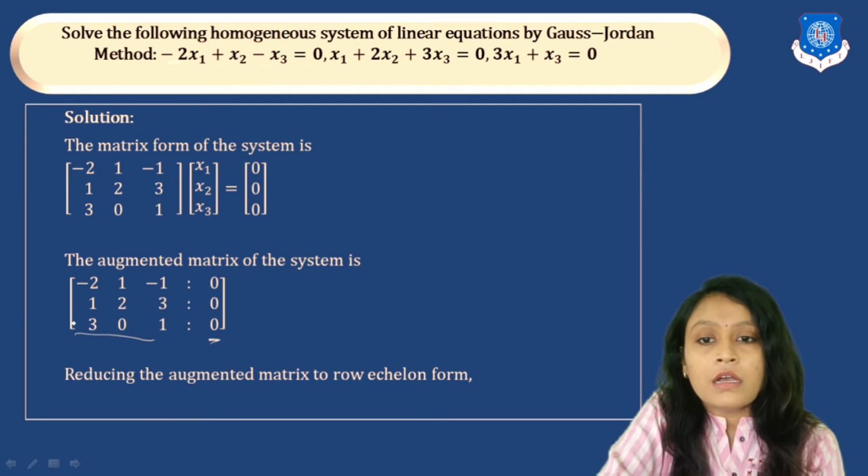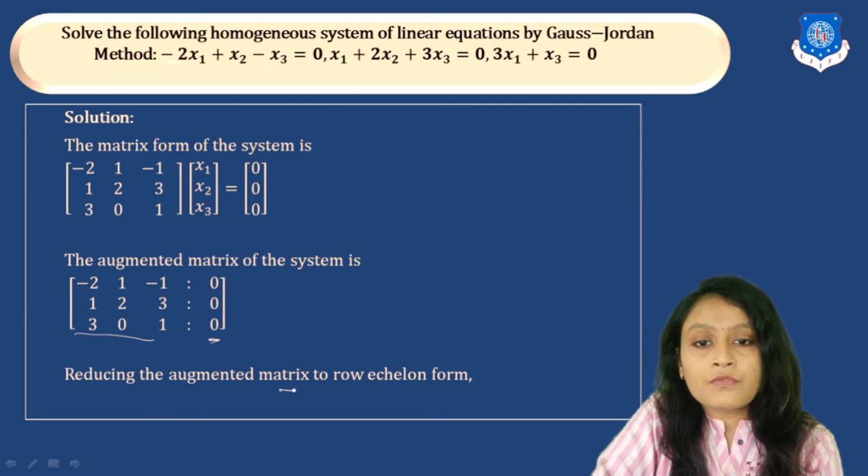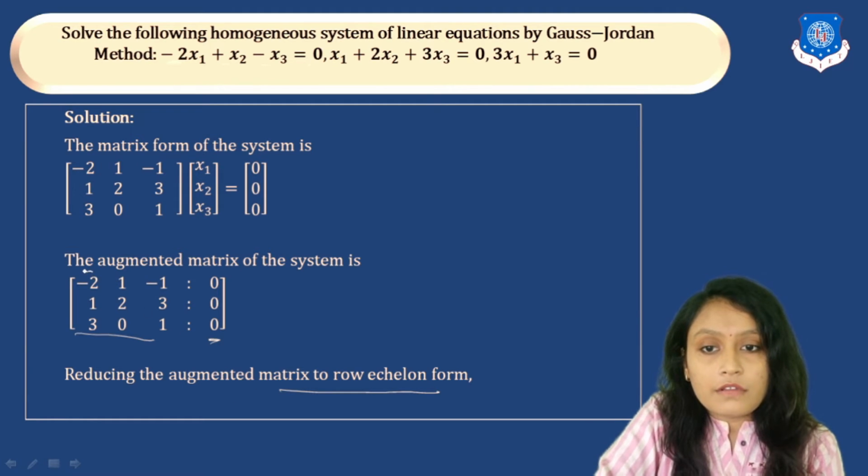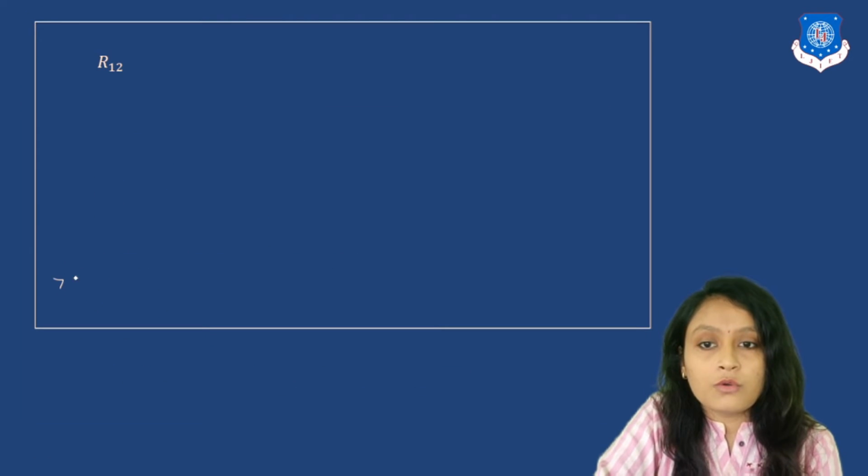Now we have to reduce it first to row echelon form and then to reduced row echelon form. Here we need 1, so we will check whether we have 1 below this number. Yes, we have this one, so we will bring this one over here.